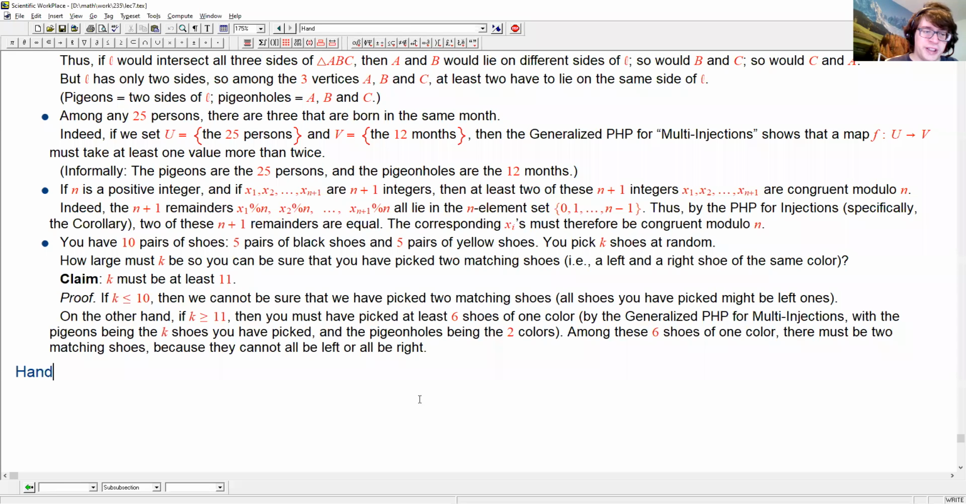Our next application is the handshakes problem. I mean, one of the things with that name.